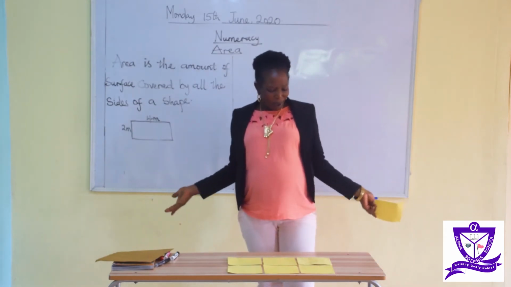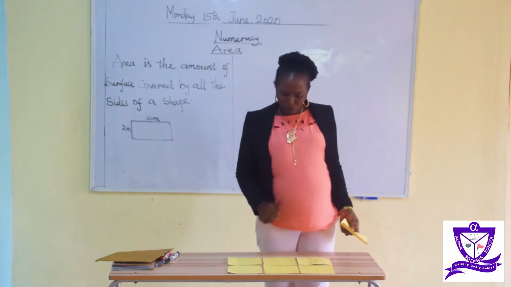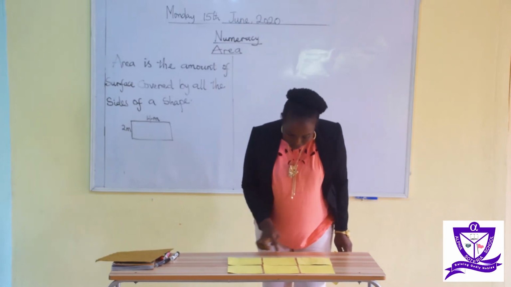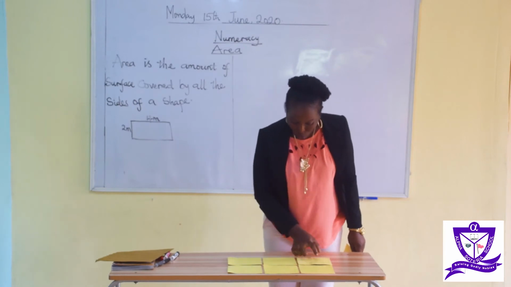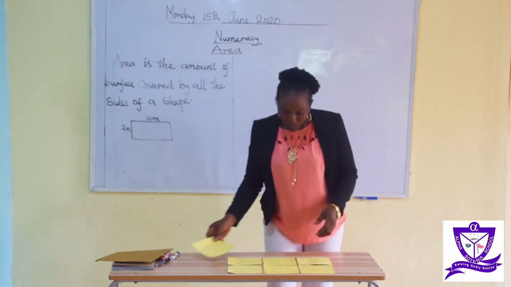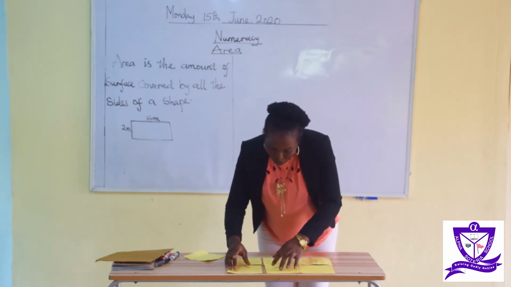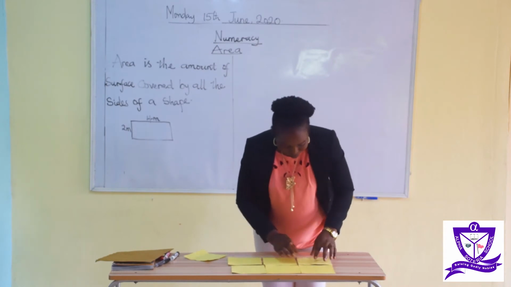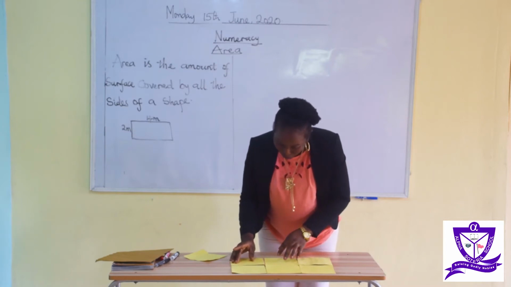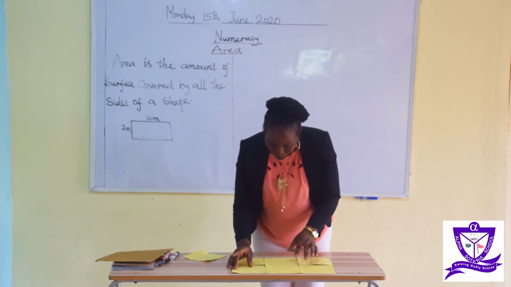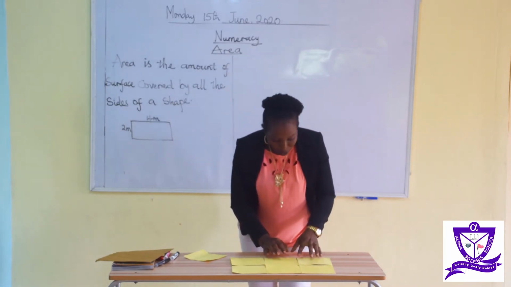But I said area is what? The amount of surface covered by all the sides of the shape. But I still have some empty spaces here. So if I say this is 3 and this is 2, that means I'm wrong, because the tiles must be side by side. So let's put the tiles side by side so that our calculation will be correct. There mustn't be space, and the tiles must not overlap.